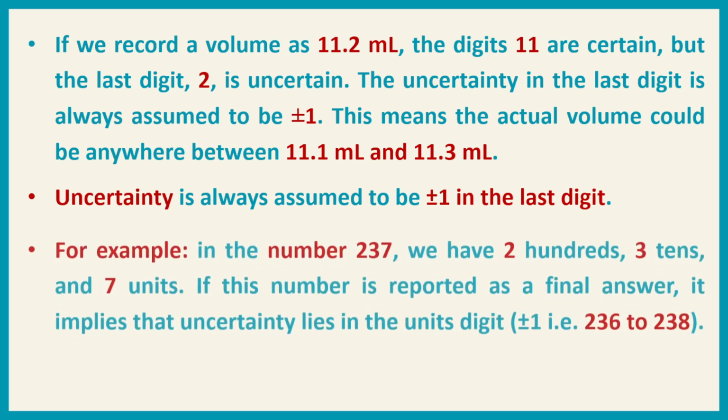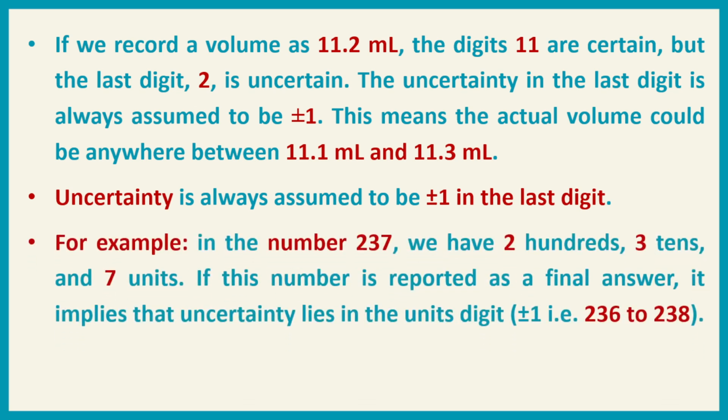For example, in the number 237, we have 2 hundreds, 3 tens and 7 units. If this number is reported as a final answer, it implies that the uncertainty lies in the unit digit. That means the number may lie between 236 and 238.